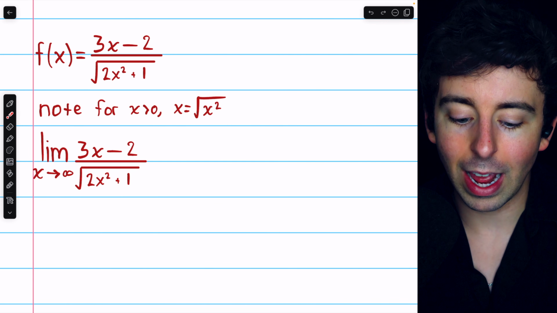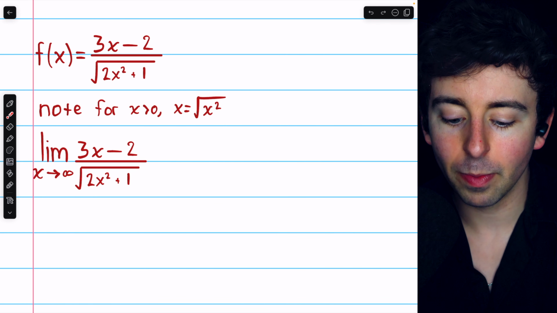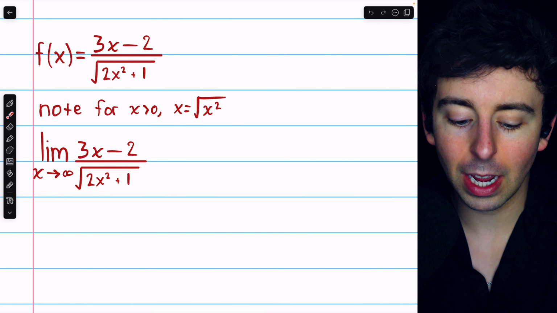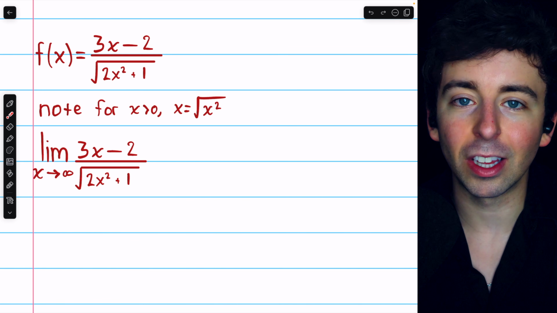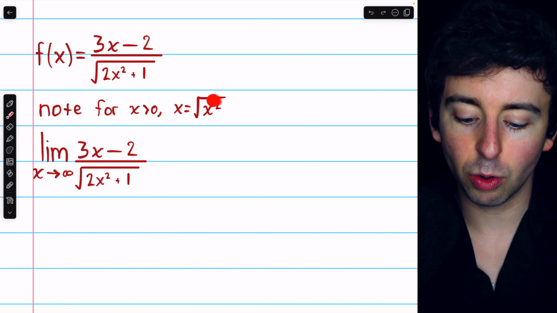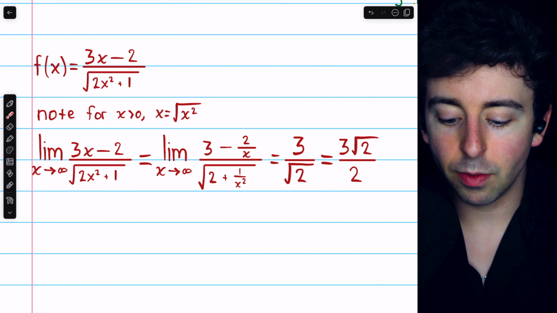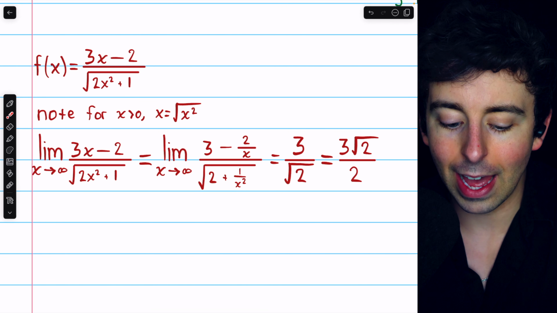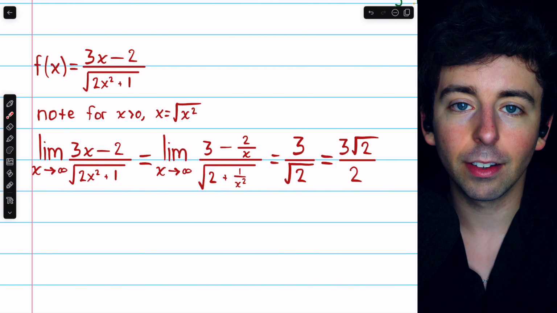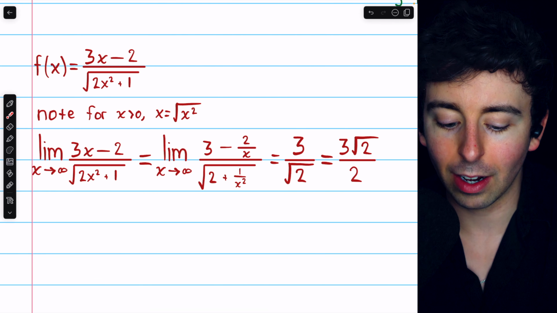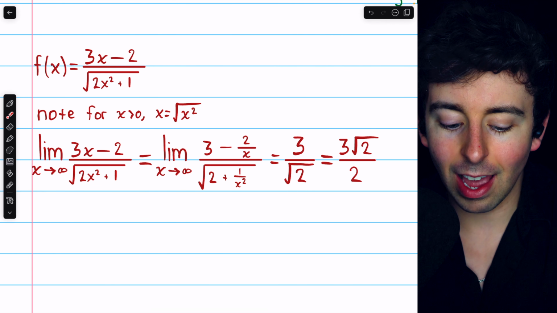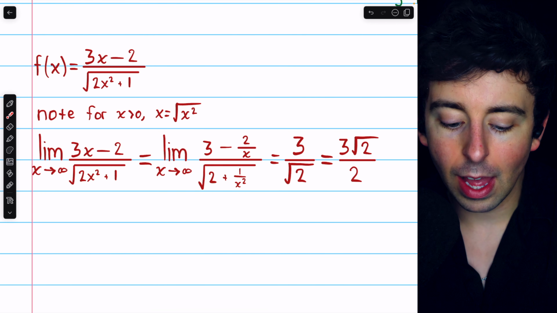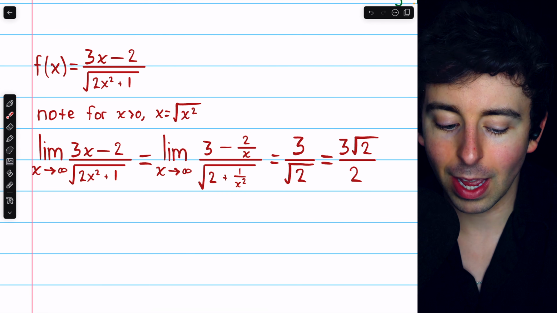But note that when x is positive, which is what we care about right now, x is equal to the square root of x squared. So when we divide the denominator by x, just to make it compatible with the square root, we're going to divide by x squared in that square root. 3x divided by x is 3, and negative 2 divided by x is negative 2 divided by x. In the denominator, we divide by x, which is the same as dividing by the square root of x squared, so we're dividing the inside of this square root by x squared. 2x squared divided by x squared is 2, and 1 divided by x squared is 1 divided by x squared.